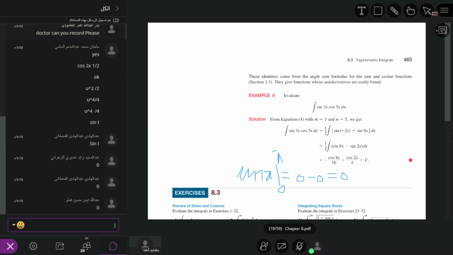So after that, we have to solve question number 38. What is question number 38? You can see we have sec power 4 tan square x. What is the power of sec? It is even.